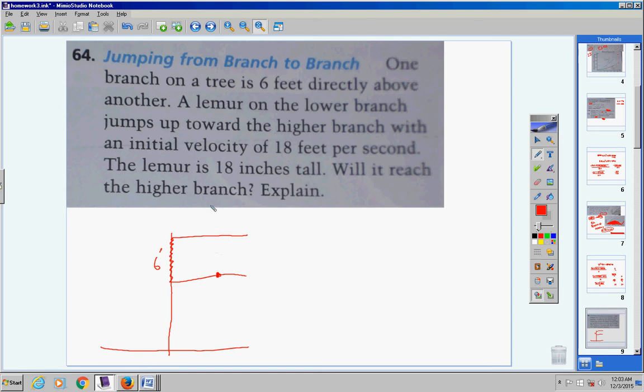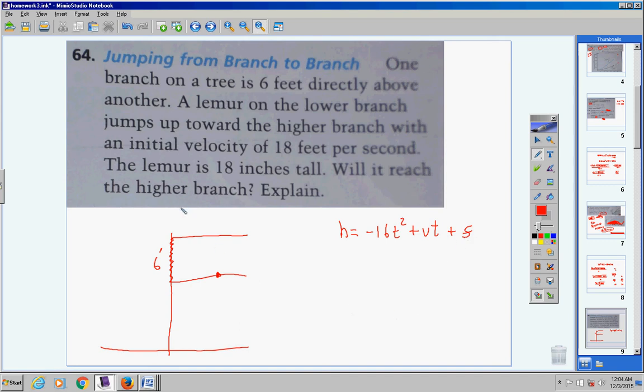He jumps toward the higher branch with an initial velocity of 18 feet per second. Now stop. If they're talking velocity and stuff like that, we should realize right away we're dealing with our velocity formula. And you should know this for your test.